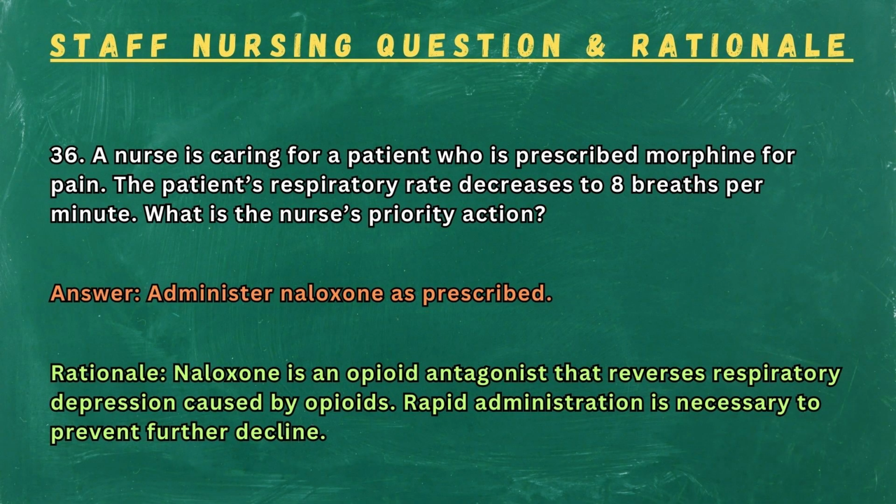36. A nurse is caring for a patient who is prescribed morphine for pain. The patient's respiratory rate decreases to 8 breaths per minute. What is the nurse's priority action? Answer: administer naloxone as prescribed. Rationale: naloxone is an opioid antagonist that reverses respiratory depression caused by opioids. Rapid administration is necessary to prevent further decline.